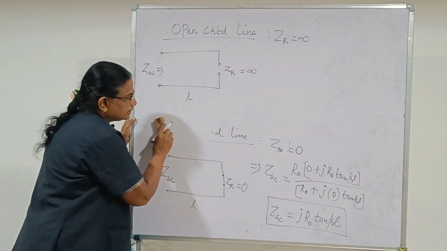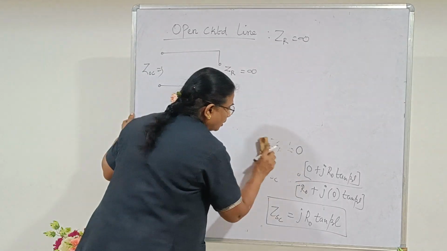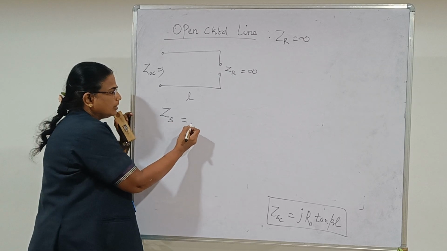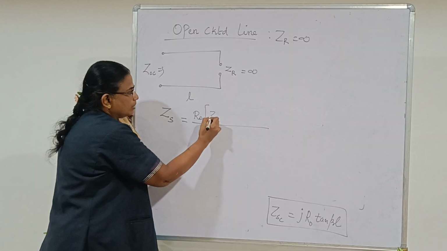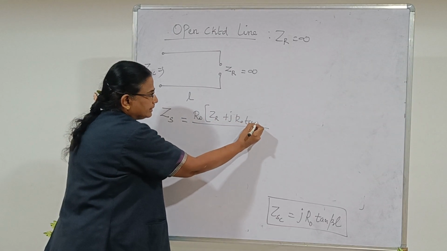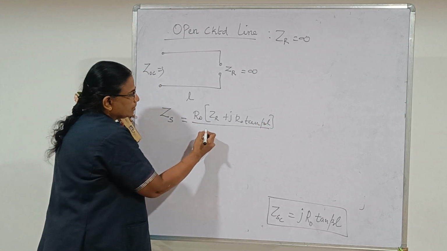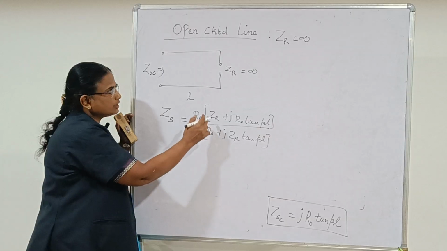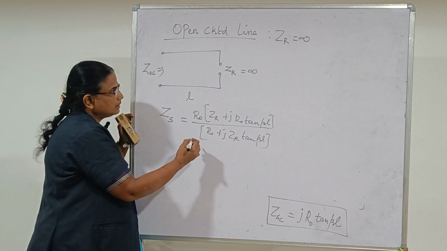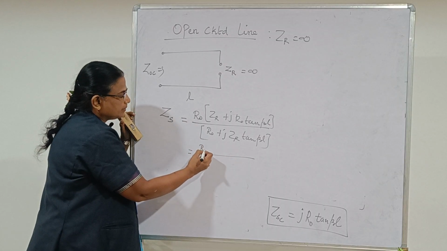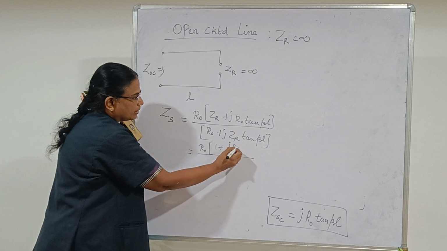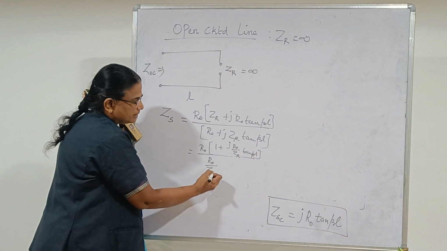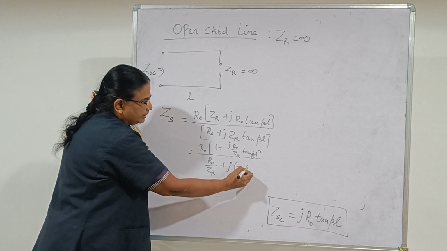Now to find out ZOC, in the equation of the sending end impedance, we know that sending end impedance is R0 into ZR plus J R0 tan beta L by R0 plus J ZR tan beta L. So before substituting ZR equal to infinity, divide the numerator and denominator by ZR, so that this expression becomes R0 into 1 plus J R0 by ZR tan beta L by R0 by ZR plus J tan beta L.